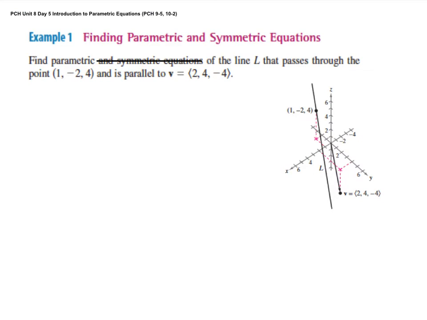We're going to find the parametric equations of the line L. Line L passes through the point 1, negative 2, 4, and it's parallel to v equals 2, 4, negative 4. So it gave us a direction vector, and it gave us a starting point. So our line L is going to have an x parametric equation, a y parametric equation, and a z parametric equation.